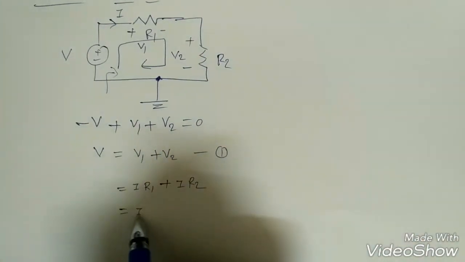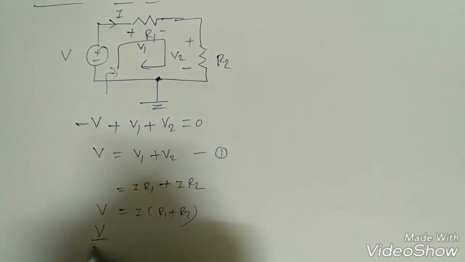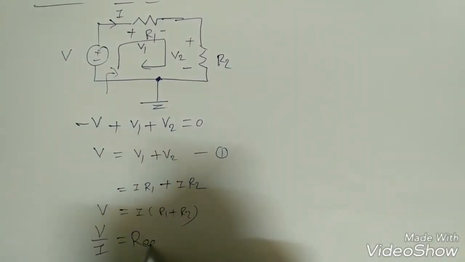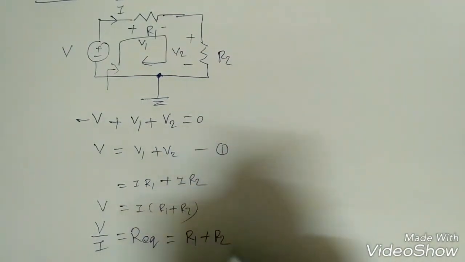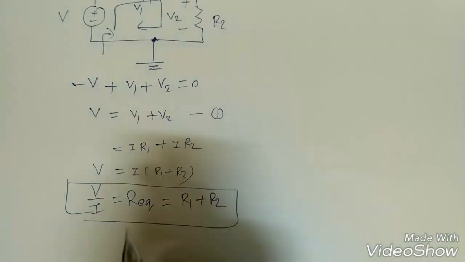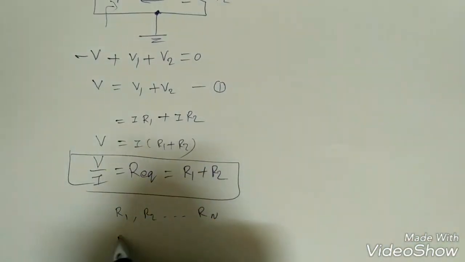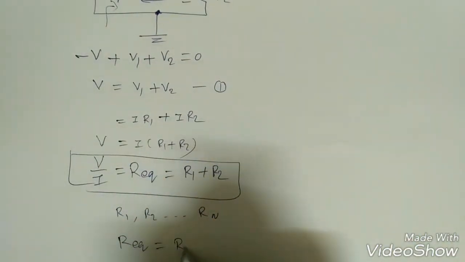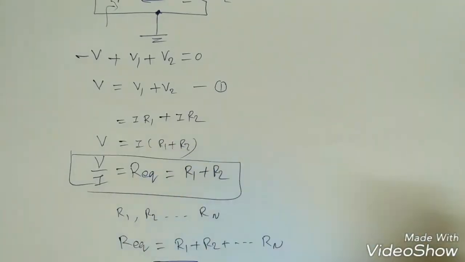Now what is I? R1 plus R2, I is common, so V. So what is V by I? It is nothing but R equivalent, which is R1 plus R2, right? So series resistances will be added. Suppose there is R1, R2 and so on, Rn in series. So what is the R equivalent? It will be added like this, R1 plus R2 plus and so on, Rn. This is the generalized expression.